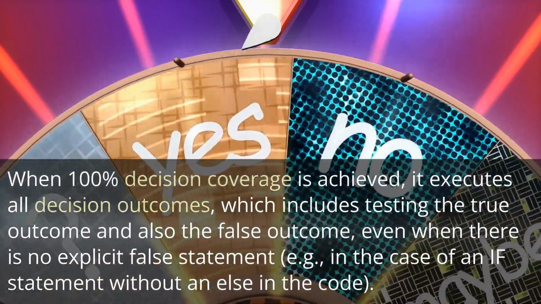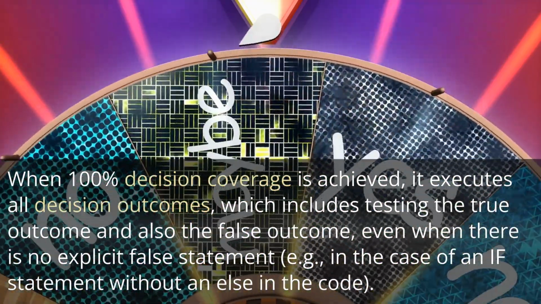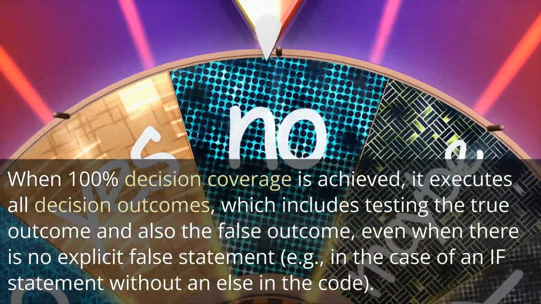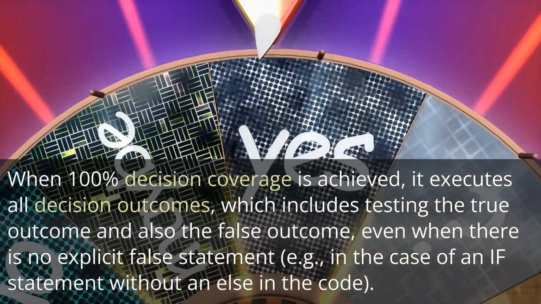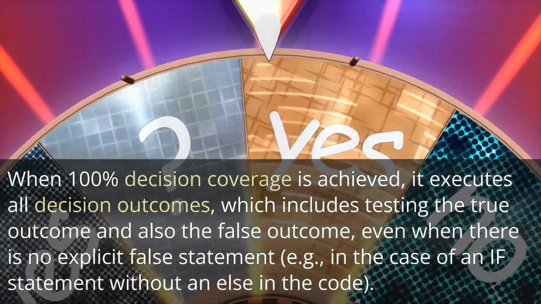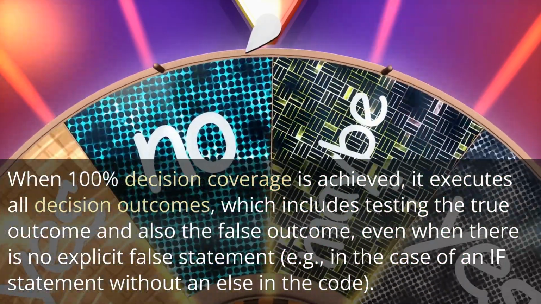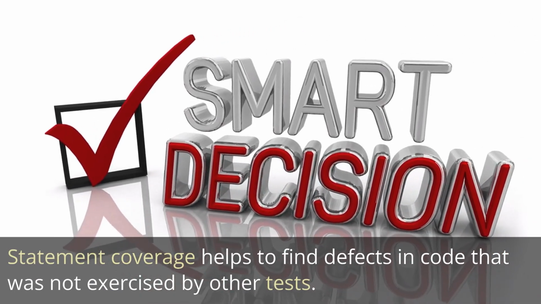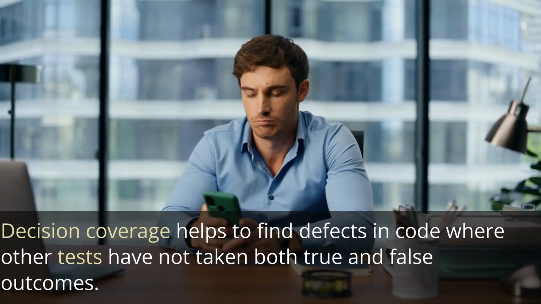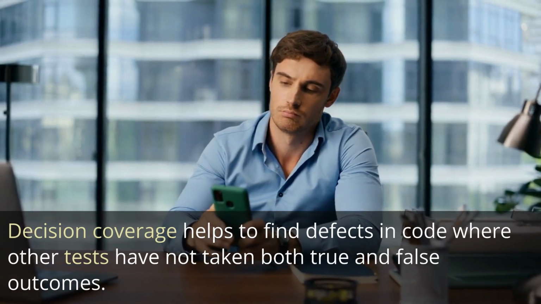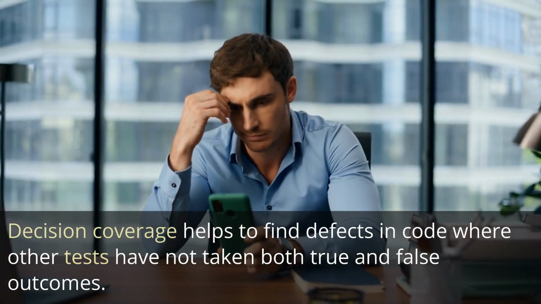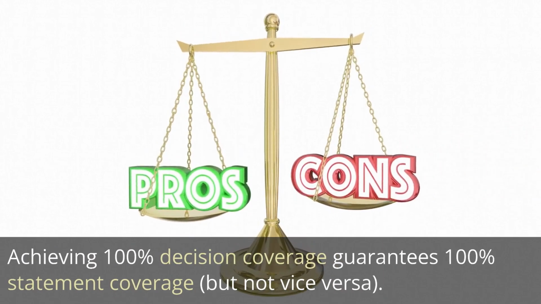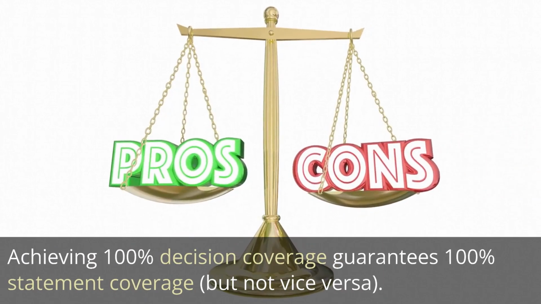When 100% decision coverage is achieved, it executes all decision outcomes, which includes testing the true outcome and also the false outcome, even when there is no explicit false statement, e.g., in the case of an if statement without an else in the code. Statement coverage helps to find defects in code that was not exercised by other tests. Decision coverage helps to find defects in code where other tests have not taken both true and false outcomes. Achieving 100% decision coverage guarantees 100% statement coverage, but not vice versa.